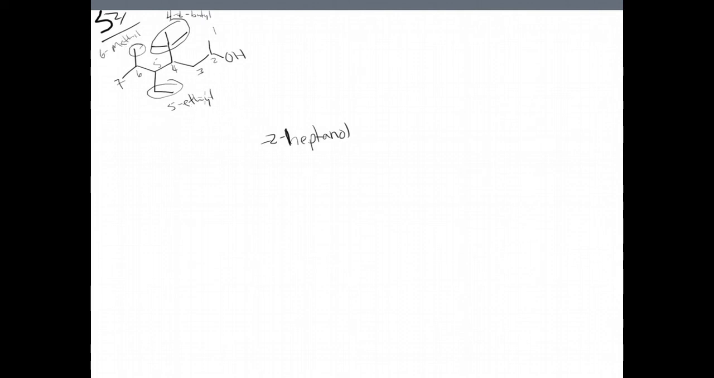Now, in order to finish this out, what we have to do is put these 3 things in alphabetical order. Remember, we alphabetize the B, not the tert. We alphabetize the E for ethyl and the M for methyl. So we're going to have 4-tert-butyl, 5-ethyl, 6-methyl, 2-heptanol. Alright, so that's our question there.